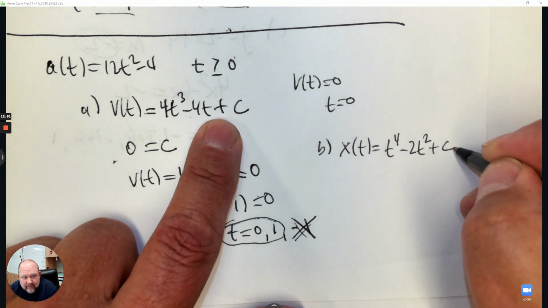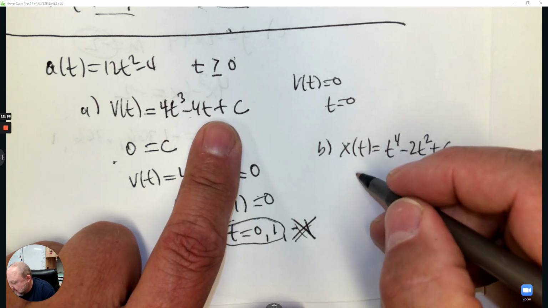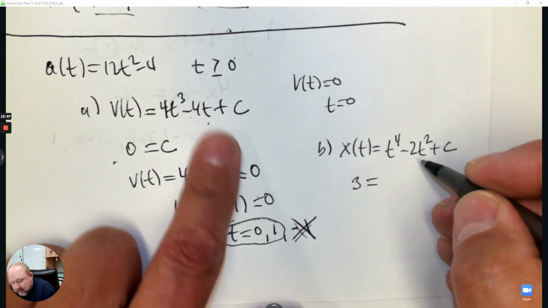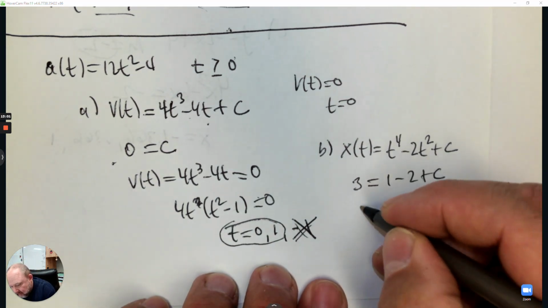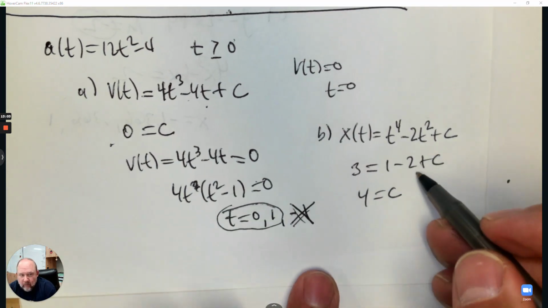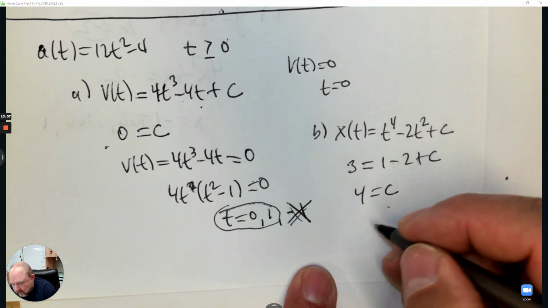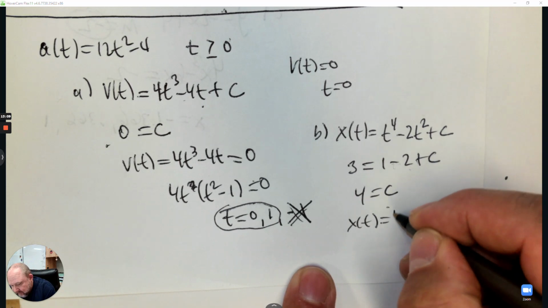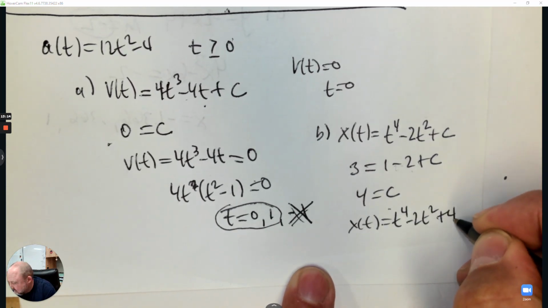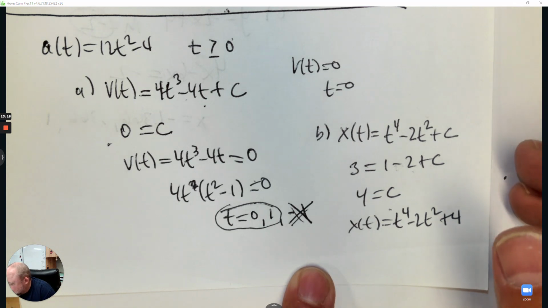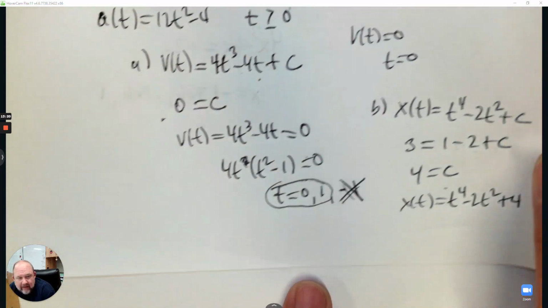And then plus c. In the question it says when the time is 1, the position is 3. So I'm going to plug in 1 and solve it. 1 take away 2 is negative 1, and then add 1, and it's 4. So here's the position, t to the 4 minus 2t squared plus 4. And then part C, find the total distance between 0 and 2.